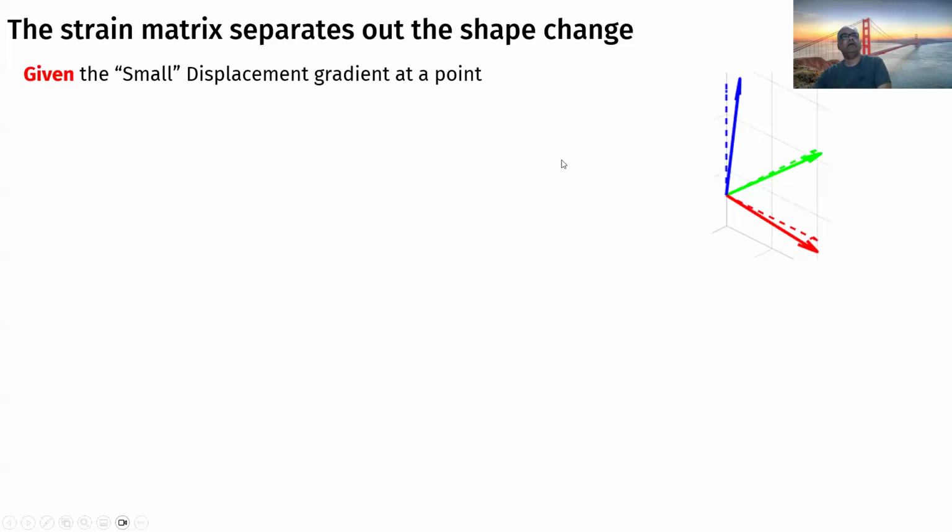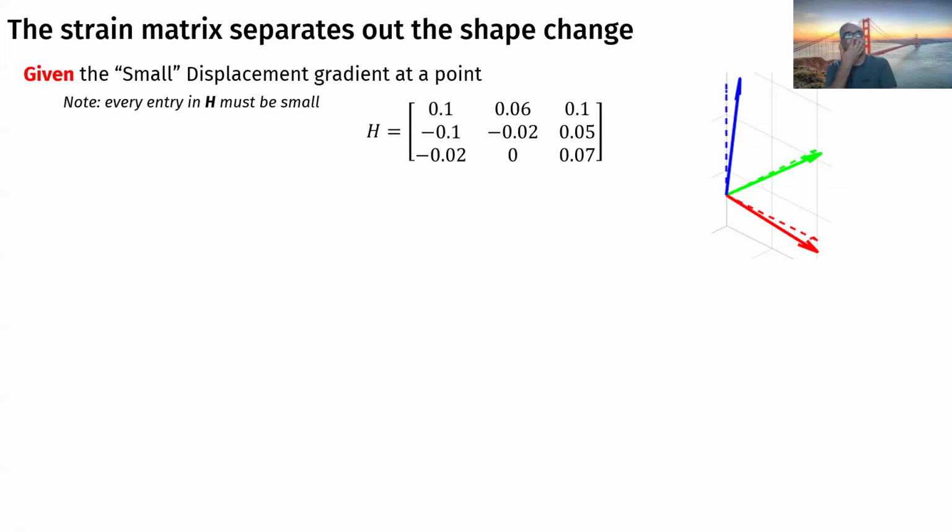Okay, so here's the picture on the right hand side showing what happened to a given H matrix. So remember our H matrix looked like this: 0.1, 0.06, 0.1, and so on. We saw that already. Every entry of H must be small. Correspondingly, the deformation looks like this. On the picture, you can see the red line moves a little bit. Now everything is moved only a little bit, not a lot, because H is small.